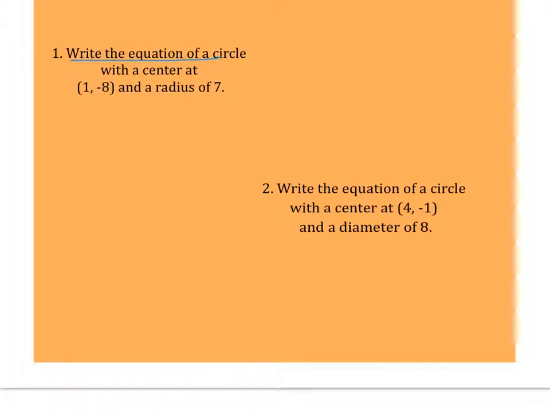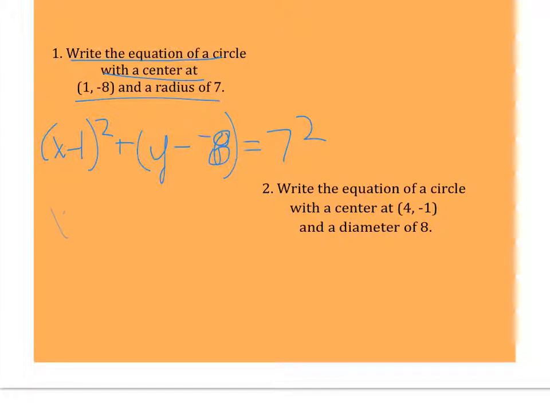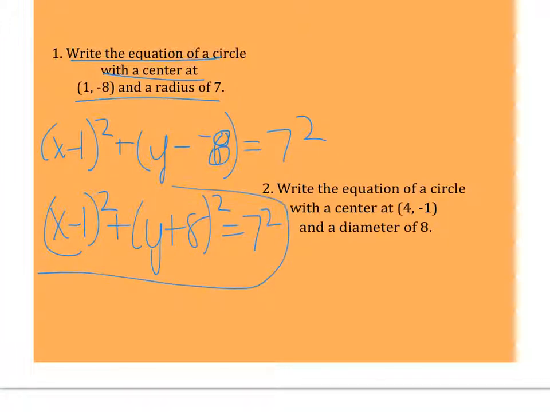Write the equation of a circle with a center of (1, -8) and a radius of 7. That's just going to be (x minus 1) squared plus, now it's y minus a -8, equals 7 squared. So it's going to be (x minus 1) squared plus (y plus 8) squared equals 7 squared. Notice you don't have to put 49. You could put 49, I just leave it as 7 squared.